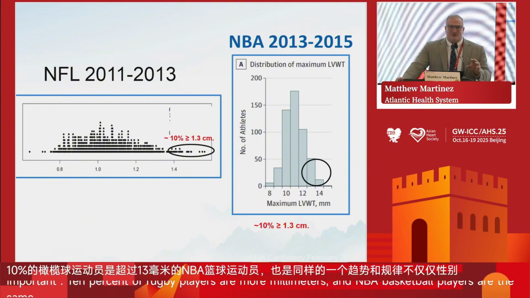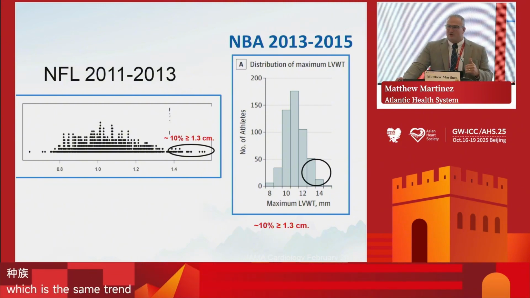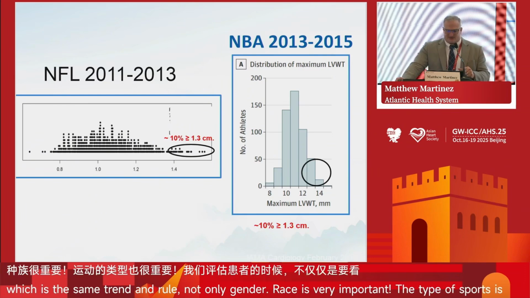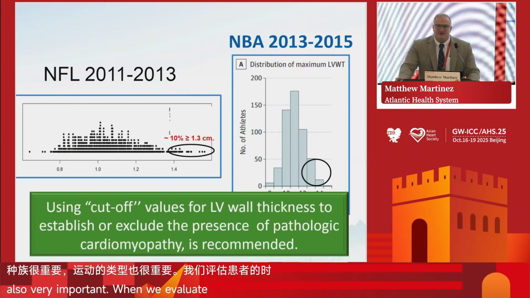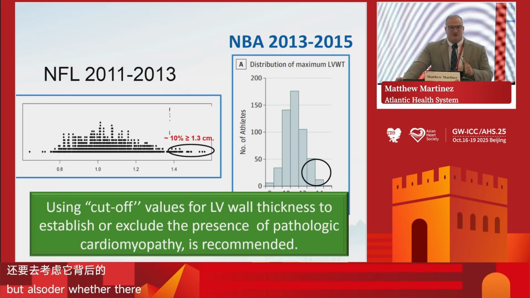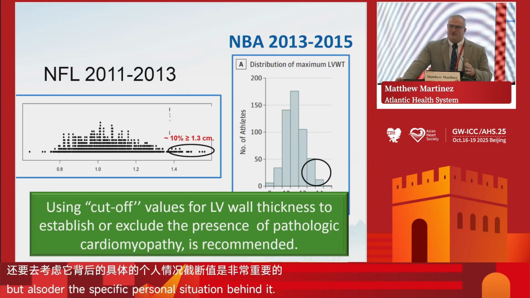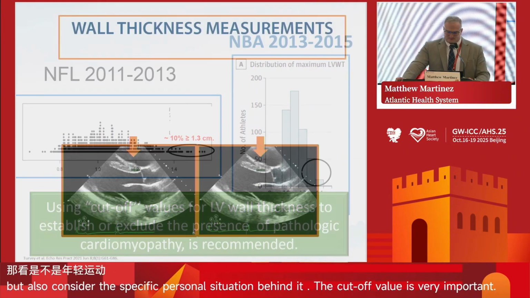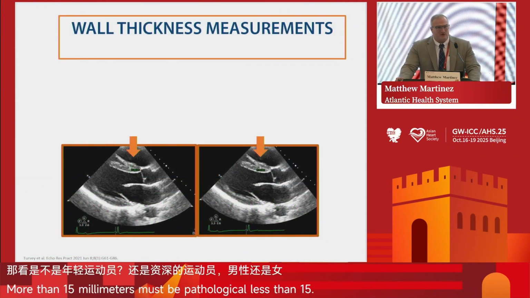So when you evaluate somebody, it's more than just is the wall thickness thick or not, it's what did they do to attain that thickness. So using cutoff values for thickness is important. Anything over 15 millimeters is pathologic, and then under 15 millimeters, it matters what we're talking about. Are these young athletes? Are these older athletes? Are they men and women? And what sport do they play? So the measurement of wall thickness is critical.